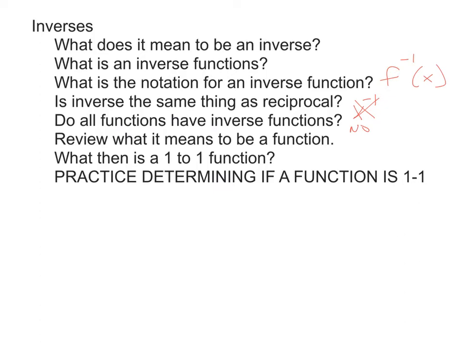Review what it means to be a function. Remember that one of the biggest things we used to tell if something was a function was we looked at the graph, and if you applied the vertical line test, it was a function. When you put the vertical line on any graph, if it hits that graph in only one location, it is a function. Now, what we're going to do here today is apply a horizontal line to our graph and answer that if it hits the graph only once, it's a one-to-one function.